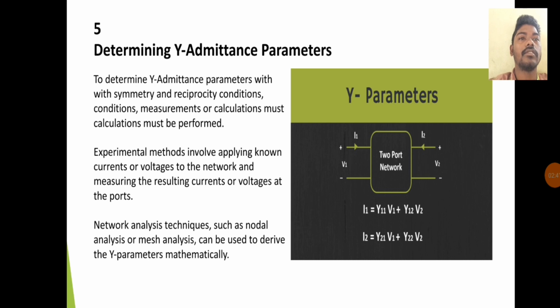Determining Y admittance parameters. To determine Y admittance parameters with symmetry and reciprocity conditions, measurements or calculations must be performed. Experimental methods involve applying known current or voltage to the network and measuring the resulting currents or voltages at the ports. Network analysis techniques such as nodal analysis or mesh analysis can be used to derive the Y parameters mathematically.